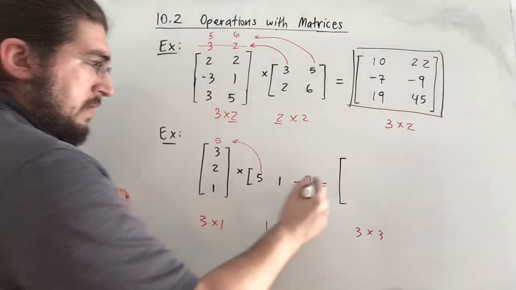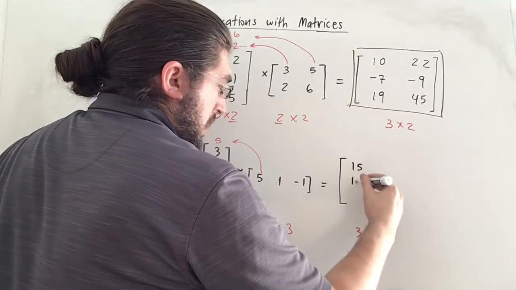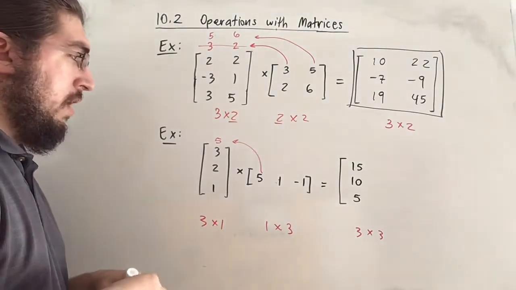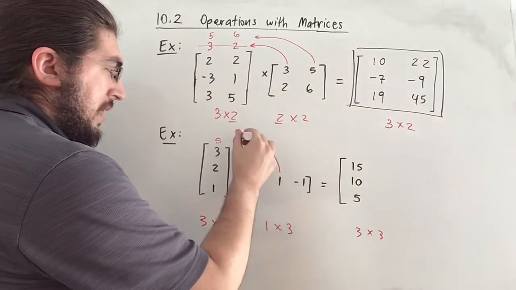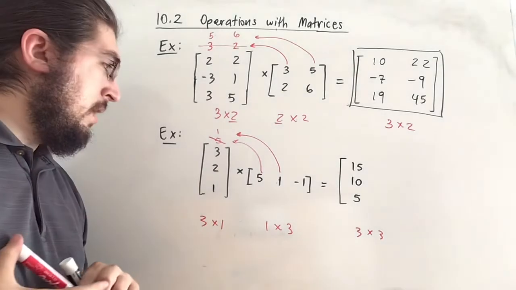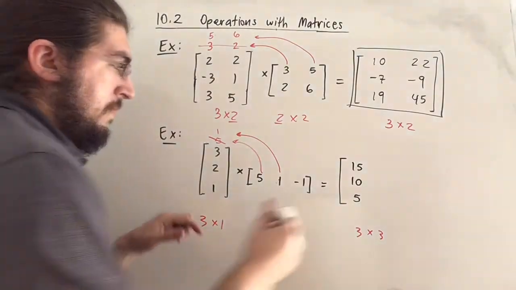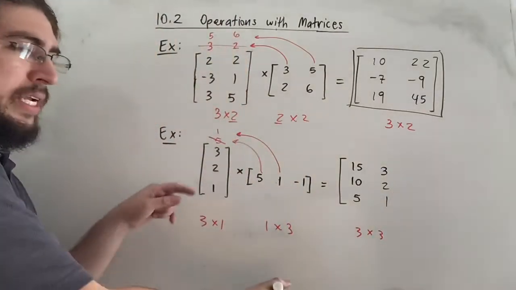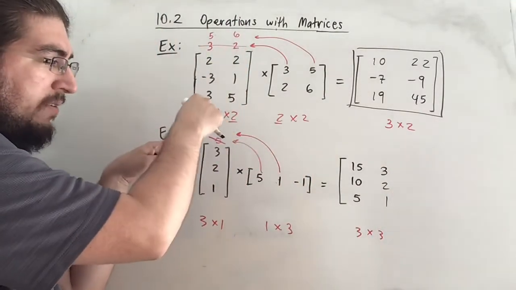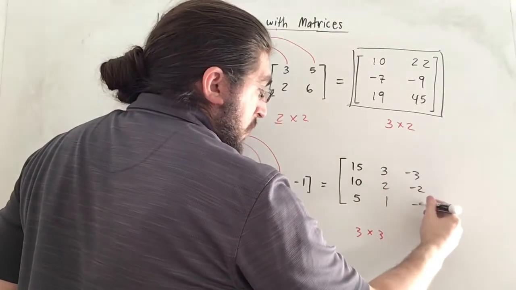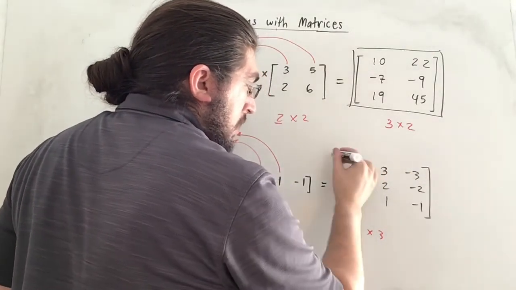So each of them times 5 is 15, 10, 5. Each of them then times 1, if you swing over 1, which sounds funny because we're not really swinging it over, it's just a single number really. We get 3, 2, 1. And then I'm not going to write the next one, but you can kind of see that when you swing the next one over, you get negative 1 times these will give you those numbers, but negative. And there we go. We indeed get a 3 by 3 result.